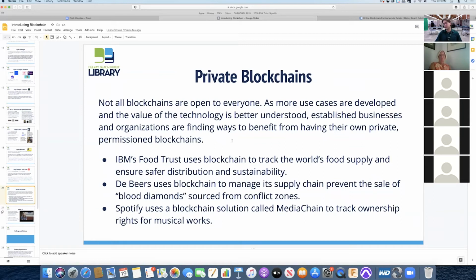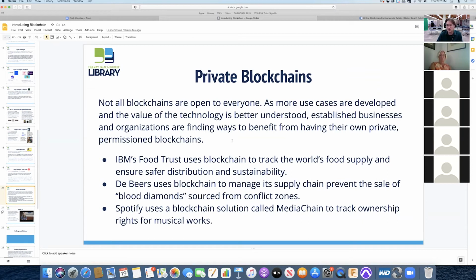Not all blockchains are that way anymore. As more use cases are developed and the value of the technology is better understood, established businesses and organizations are finding ways to benefit from having their own private permissioned blockchains. It also keeps them from going under, now that we don't need as many third parties, which is sort of the initial revolutionary and somewhat hyped aspect of blockchain. But there are some neat things being done by traditional companies who've gotten on the blockchain bus and are using it to validate supply chains.